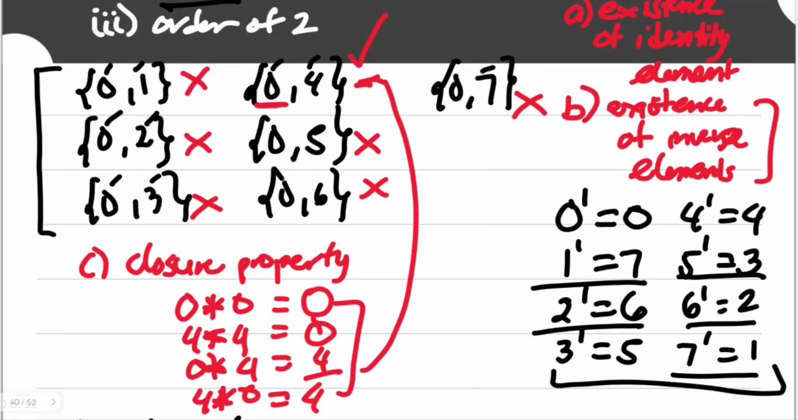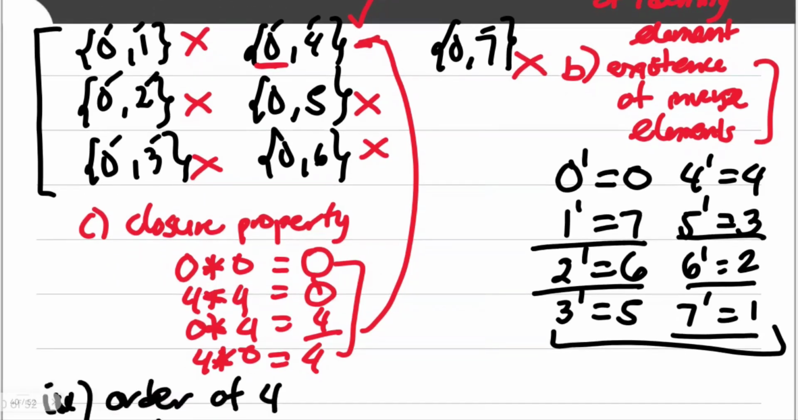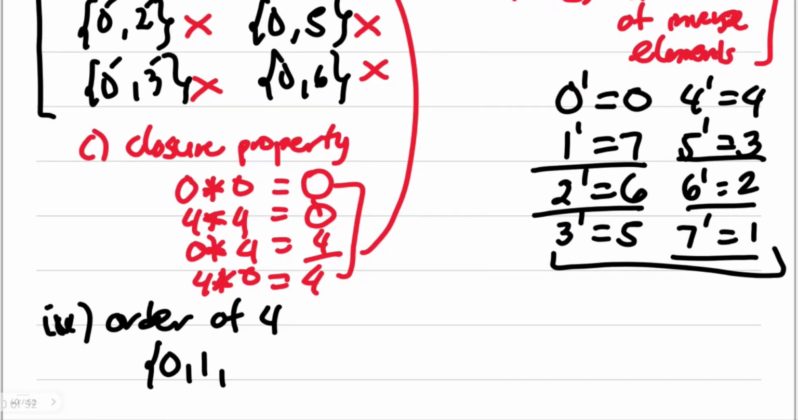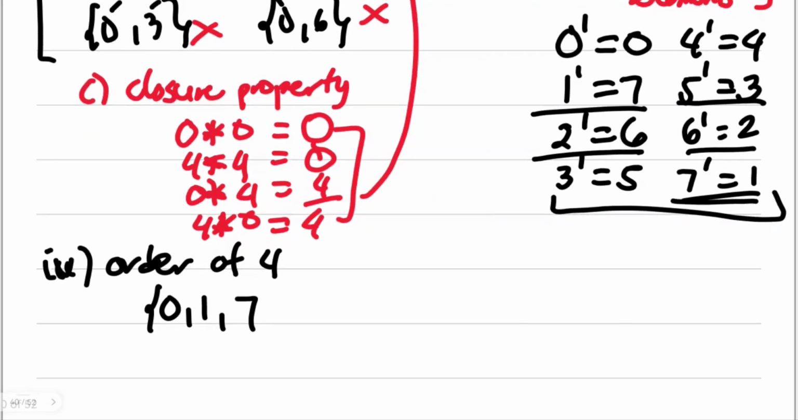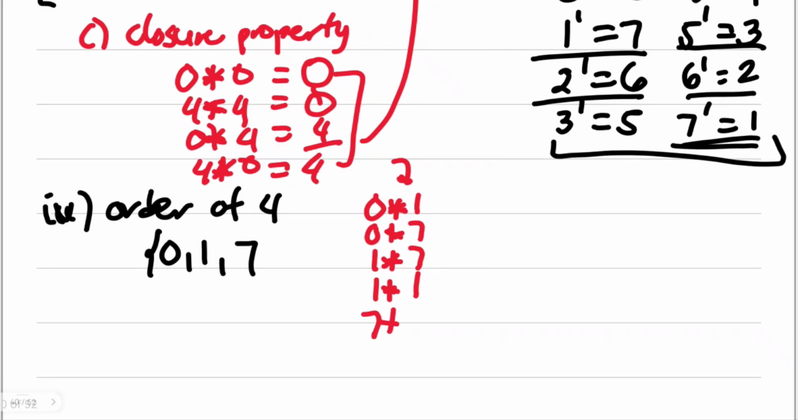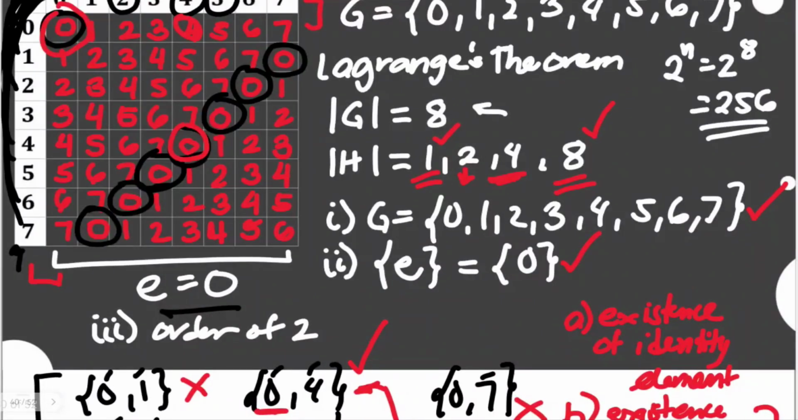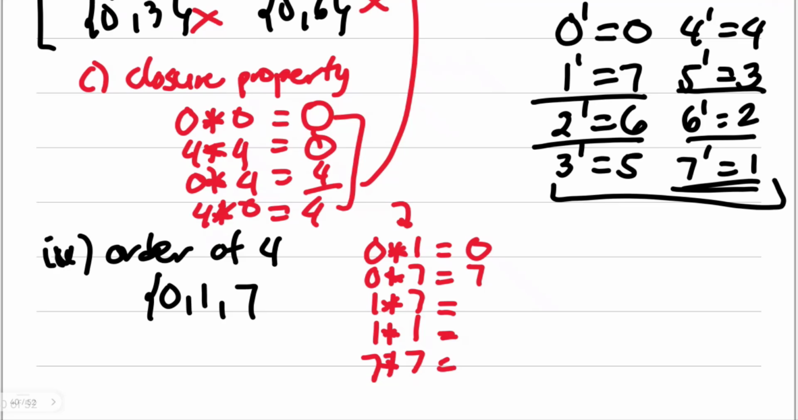We know earlier that this is not a subgroup because it lacks something else. What it lacks is that for 1, its inverse is 7. So 7, its inverse is 1, so it's okay there. However, we need to add another item for it to be considered order 4. At the same time, if we operate using the closure property, how about 0 star 1, 0 star 7, 1 star 7, 1 star 1, 7 star 7? Would this be closed? 0 star 1 is obviously 0. This is also 7, so they're already there.